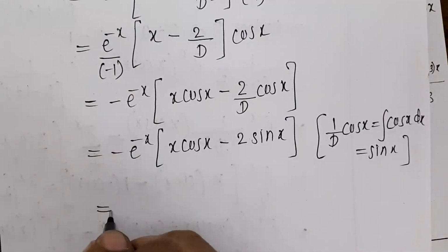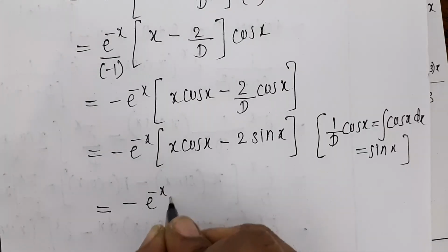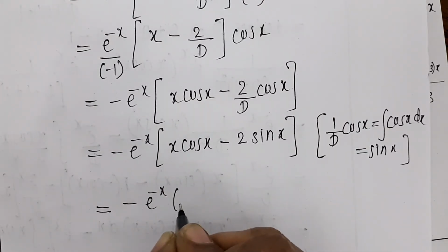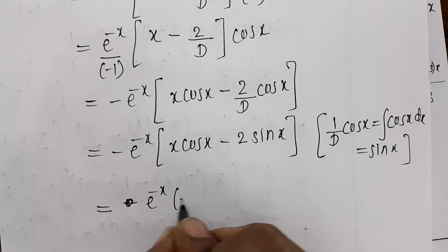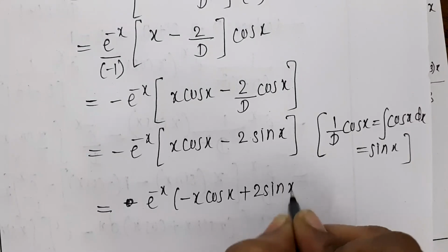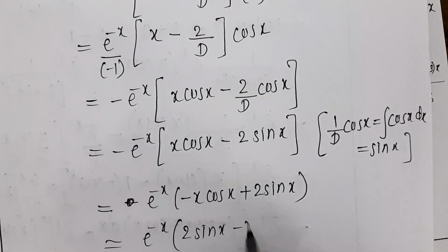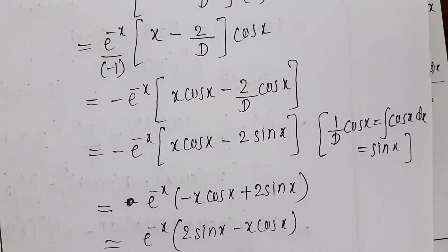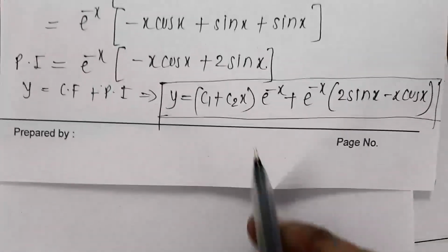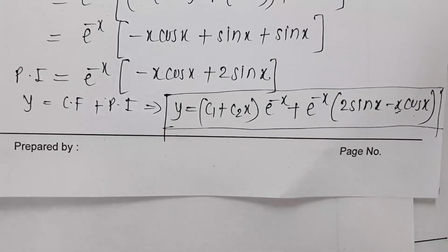So if we simplify it, it becomes minus of e to the power minus x into, if we take minus inside, minus of x cos x plus 2 sin x. Same answer we got. It is equal to e to the power minus x, 2 sin x minus x cos x. So in this way also we can find out the answer for PI. Here we got the same answer, minus of x cos x plus 2 sin x into e to the power minus x. Thank you.